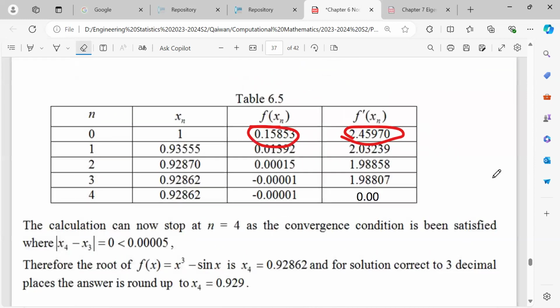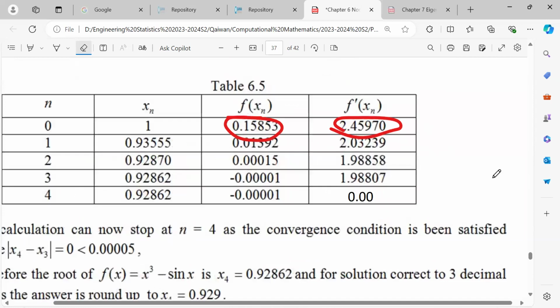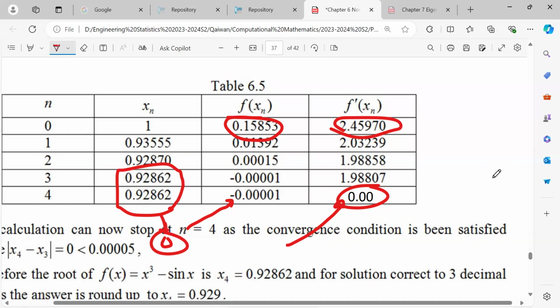Here, as you see, this is f of x. This is f of x_n, and this is 0 actually. This is f prime. Here, the difference between two successive x values is 0. It is 0. Okay? So the last x value, even the previous one, as it equals 0, the previous one is the same.